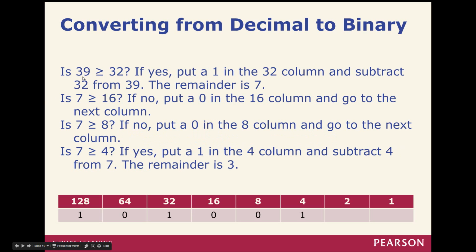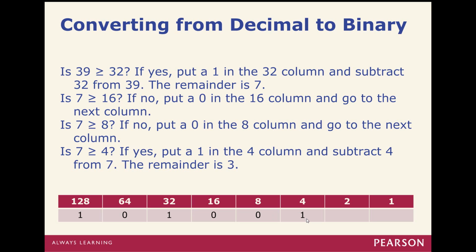We're still working with 39 because we didn't fill anything in here. So is 39 greater than or equal to 32? It is, so we put a 1 in that column. We subtract 32 from 39. That gives us a remainder of 7. We move to the next column. Is 7 greater than or equal to 16? It's not, so we put a 0 there. We go on. Is 7 greater than 8? It's not. We put a 0 there and go on.